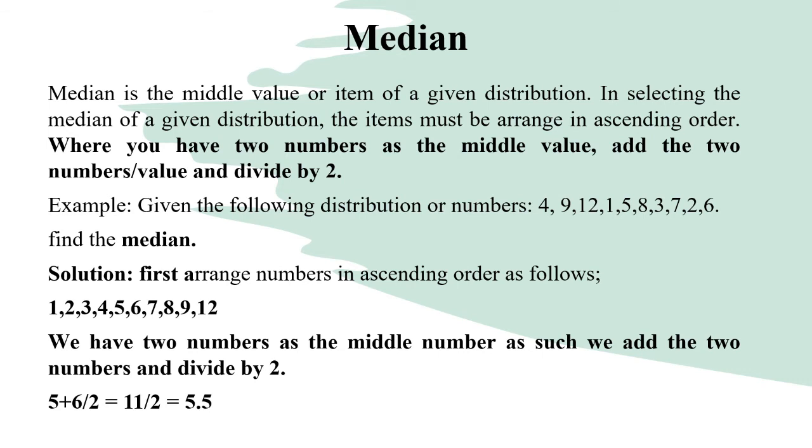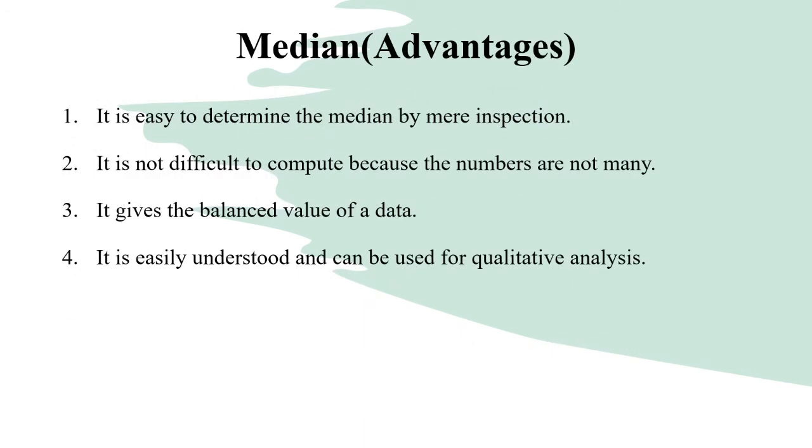So you see that when the number of items is even, you get two middle numbers to average. But assuming our number of items was 9, we would get 1 median. So our result shows that the middle number in that distribution is 5.5. Advantages of median. 1. It is easy to determine the median by mere inspection.